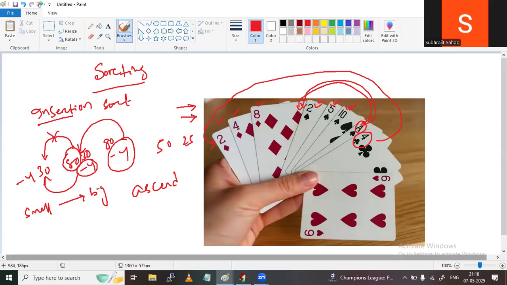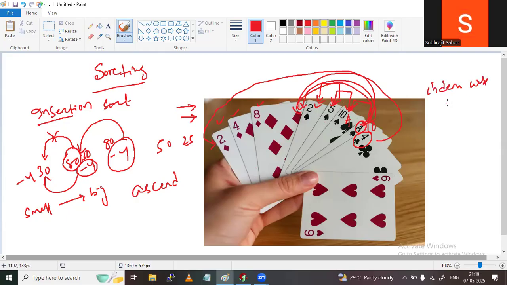What I will do: first, I will check A with 10. Is it required to swap? Yes, it is required to swap. Then A will come here, 10 will come here. Then A with 5. Is it required to swap? Again, it is required to swap. Then A with 2. Is it required to swap? Yes, it is required to swap. So like this I have to do in the programmatic way. But with playing cards, directly I will see that A should be moved to this position, and I will move it. But internally it should compare A with 10 first, then A with 5, then A with 2. Okay? Here index-wise sorting is not done.